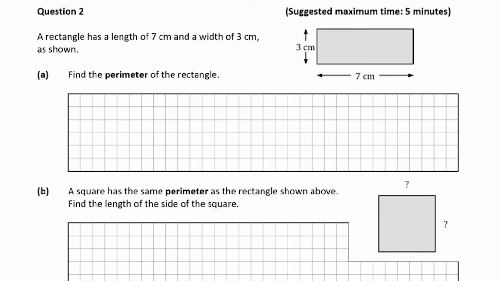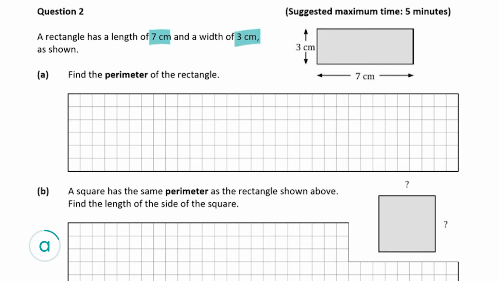This is a junior cert mock paper from 2022, and this question is worth 15 marks in total. So let's get straight into it. The first question is an area and volume question, and it tells us that a rectangle has a length of 7 centimeters and a width of 3 centimeters. And question A, which is worth 5 marks, asks us to find the perimeter of the rectangle.